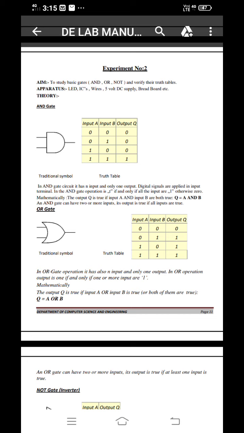Here we establish the breadboard connection of ICs with truth table verification using LEDs. So this experiment's main aim is to verify the truth table of basic digital ICs: AND gate, OR gate, NOT gate, NAND gate, NOR gate, XOR gates.